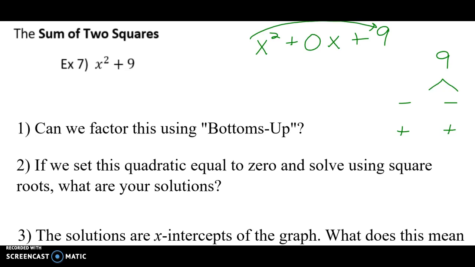No. The reason we can do this when it's a minus sign is because this is a negative 9. And how do we multiply to get a negative number? A positive and a negative. That's what allows us to cancel out, right? But when the negative is gone, it doesn't work anymore. So, no. We cannot factor this using bottoms up. There are no factors of 9 that add up to 0.